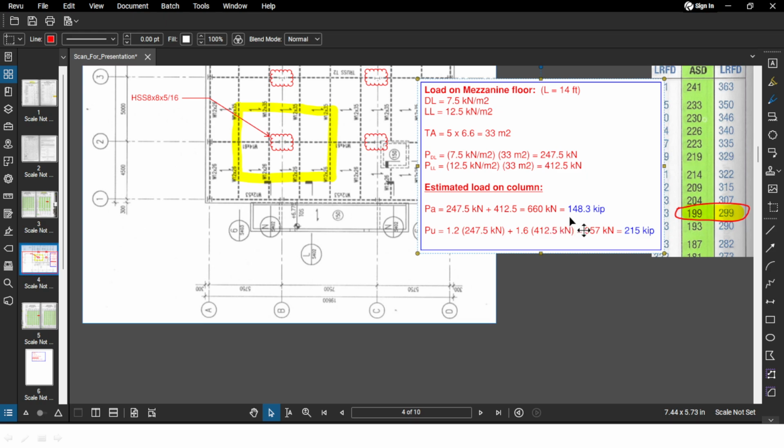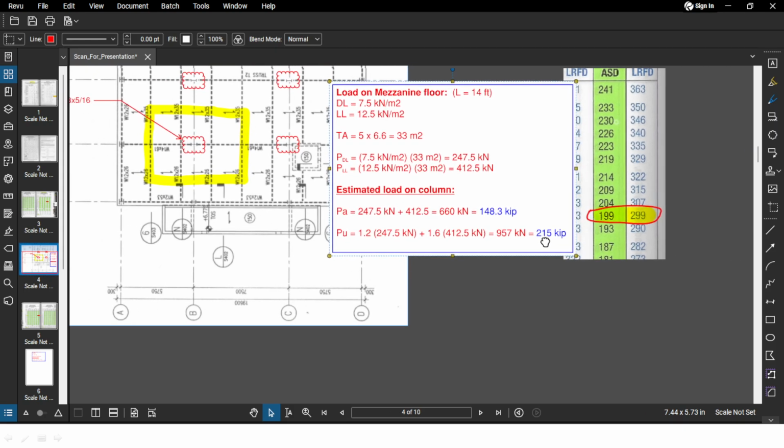That is equivalent to 148.3 kips. For the factored load, you have to factor the dead load and live load: 1.2 times the dead load, which is 247.5, plus 1.6 times the live load, which we have already determined as 412.5. So the total factored load on the column is 957 kilonewton or 215 kips.